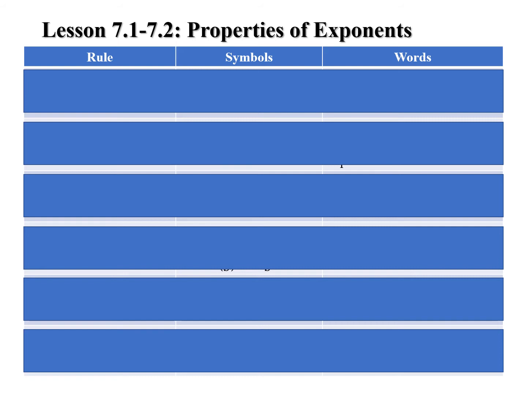To get started, I want you to create a chart in your notebook to talk about each of these rules that we're going to learn about. We have 6 of them. In your notebook, you should have a chart that has the rule, then the symbols, so the way that we express that rule, and then the words to explain what those symbols mean.